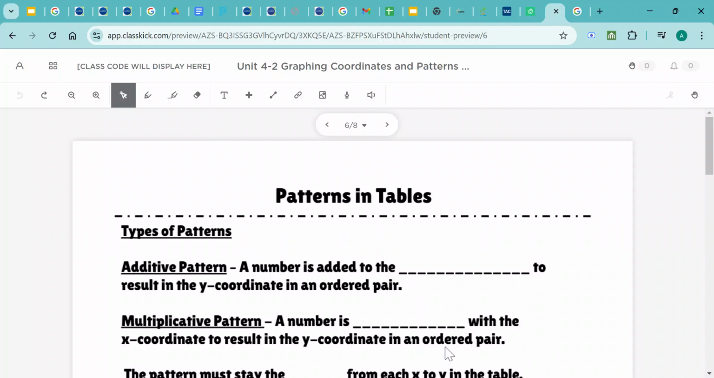Here's our lesson for today. It's going to be patterns in tables. So today we're going to be seeing different tables, and we have to notice what kind of patterns are going on in these tables. So it's very important that we know what kind of patterns we're looking for, and we're going to go over those real quick.